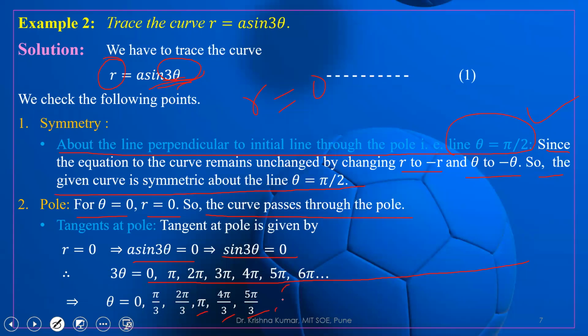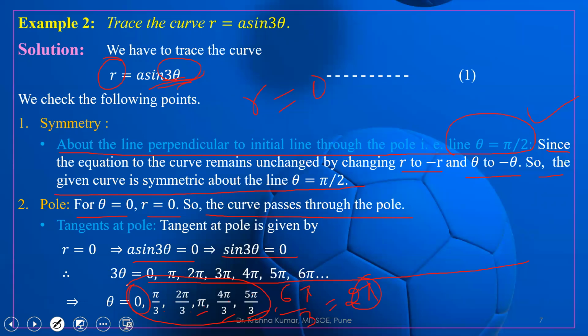And then we will write 6 pi by 3. What is 6 pi by 3? It is 2 pi. If you write 2 pi, it is similar to 0. So that's why we have 1, 2, 3, 4, 5 and 6. How many tangents are we getting? 6 tangents. Just look here. How many loops do we have? Only 3 loops. Let us go to the end. How many tangents are we getting? 6 tangents.